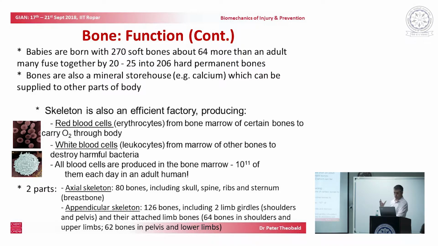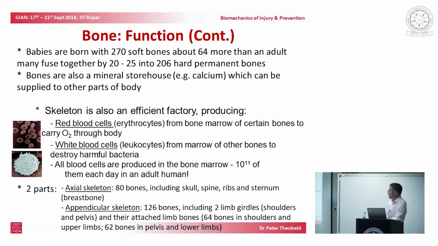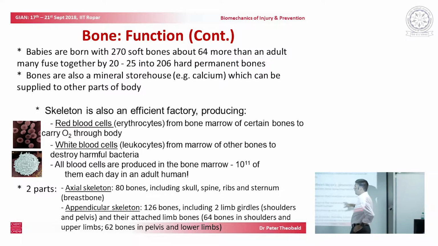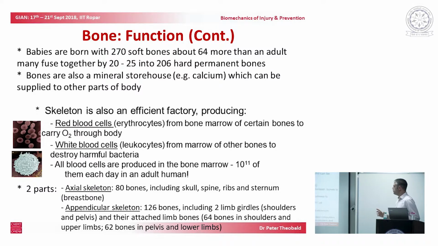So babies have more bones than adults, and many fuse together to derive the smaller number of bones that we end up with. And not only do bones perform a structural role, but they also have a number of other capabilities as well. They become a storehouse for minerals, calcium, for example. And as we've just said, the bone marrow lives in the canal, the void in the middle of the bones.